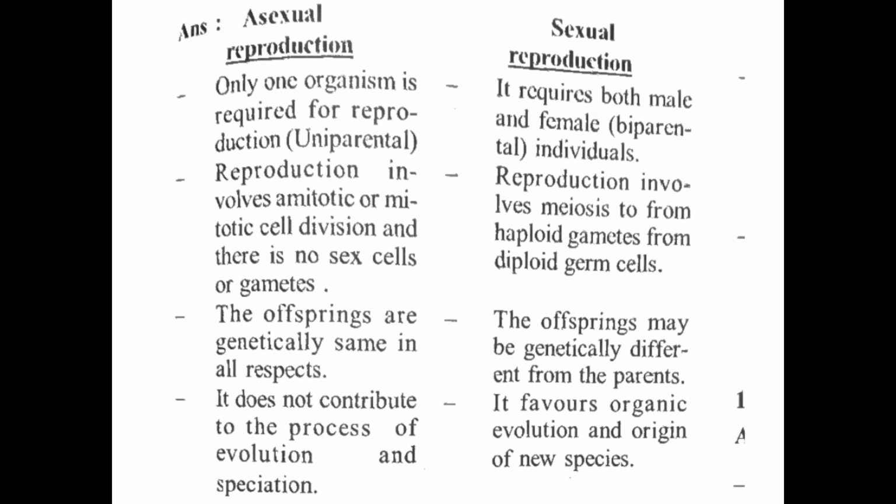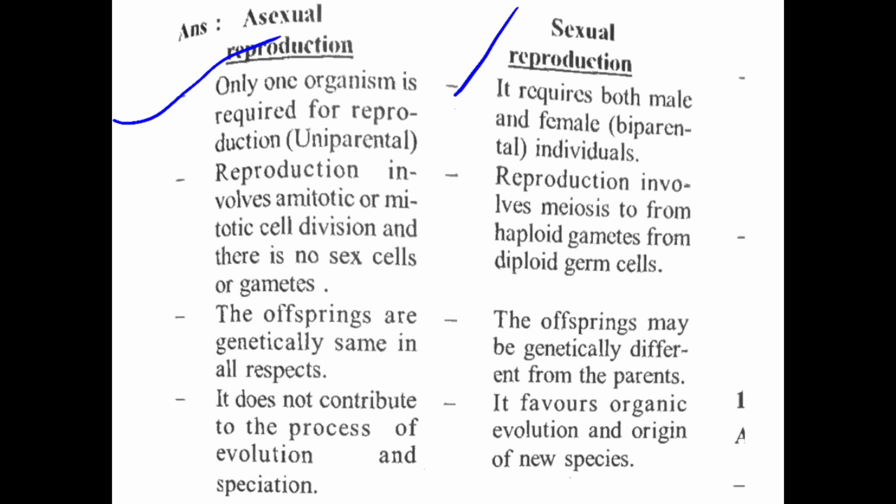Then asexual reproduction and sexual reproduction. In asexual reproduction, only one organism is required for reproduction. Male and female are not required; only one individual can produce its own offspring, whereas in sexual reproduction both male and female are required, that is, biparental individuals are involved. Okay, first point is clear.